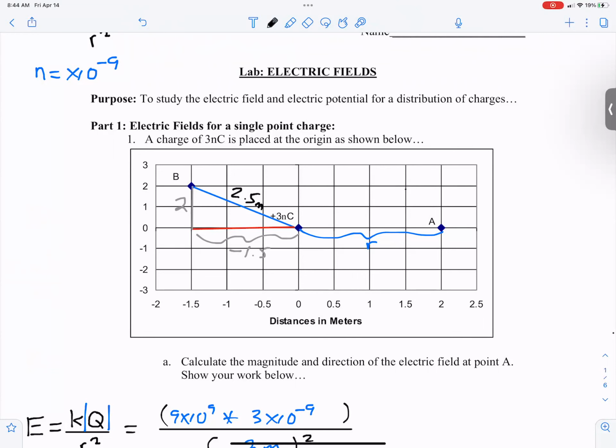Now, at the same time, we should also find this angle that it is going up as well. Keep in mind, this is the opposite side, that's the adjacent side, so we're going to be using the arctangent equation to find the direction of the vector. All we need is the y component over the x component. So we're going to take the arctangent of 2 divided by negative 1.5. Please pause the video and give it a try.